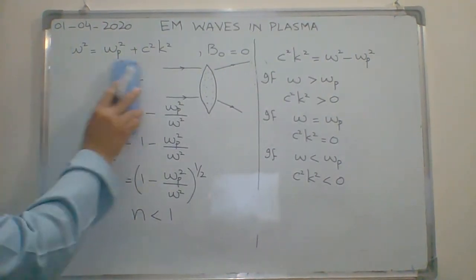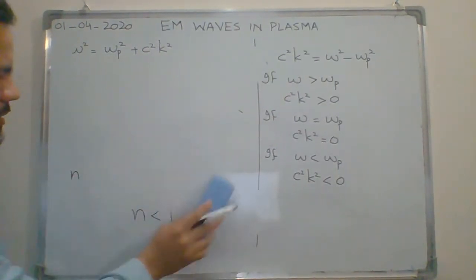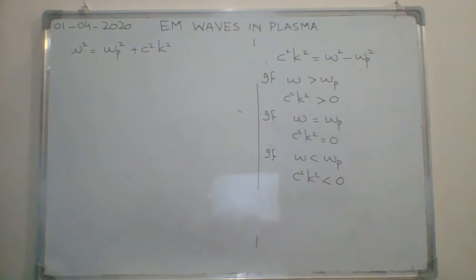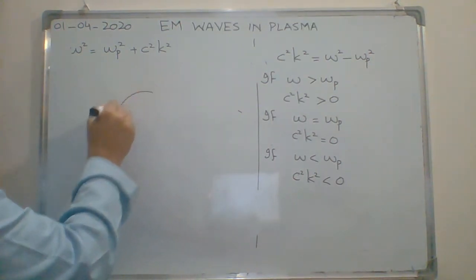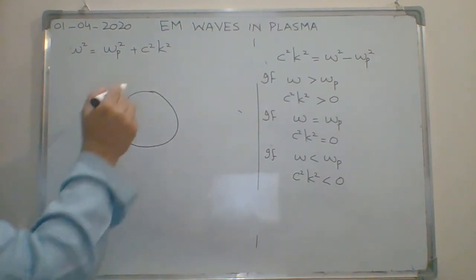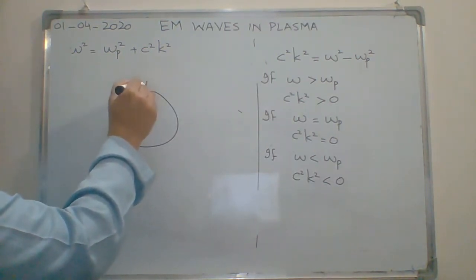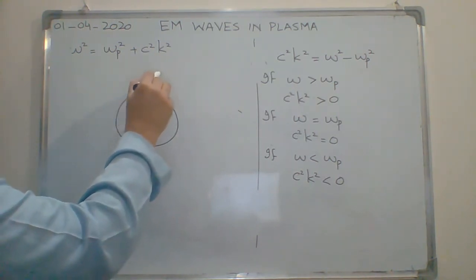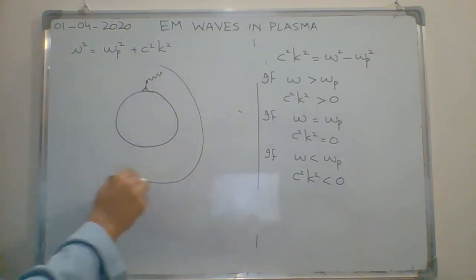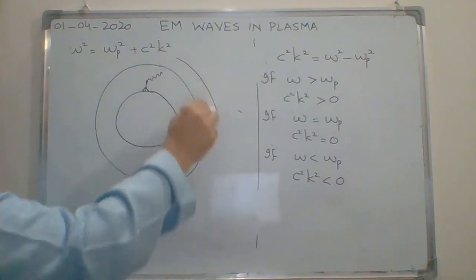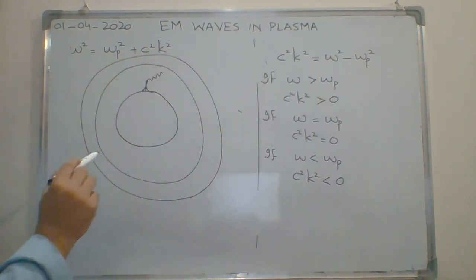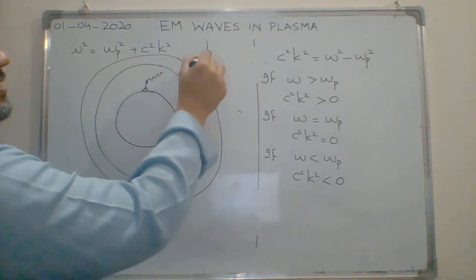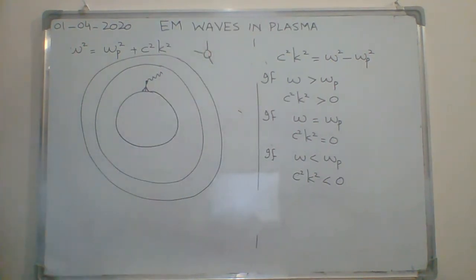So let's consider a scenario where we are trying to communicate with the satellites that are circling around the plasma outside the ionosphere. Let's suppose this is Earth and we have a transmitter here, which is sending certain electromagnetic waves, and this is the ionosphere of certain thickness, and we try to communicate with the satellite that is positioned somewhere here.